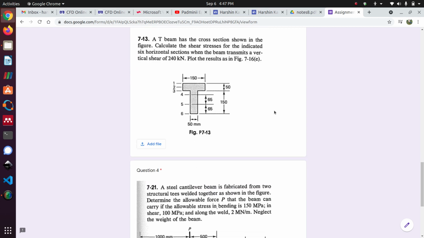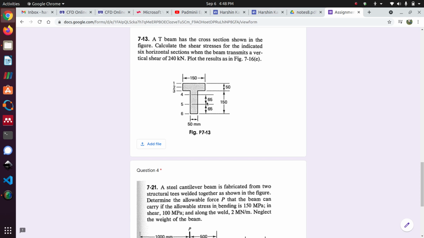So this was question 3. A T-beam has the cross section shown in the figure. Calculate the shear stresses for the indicated 6 horizontal sections when the beam transmits a vertical shear of 240 kN. Plot the results. I forgot that part. Let's just calculate the shear stresses at various horizontal sections shown.